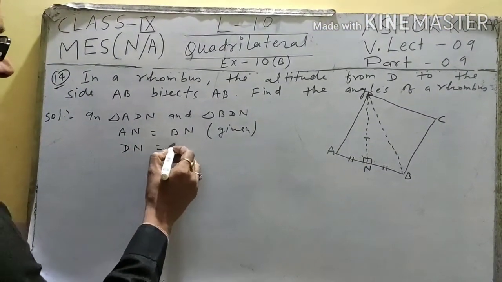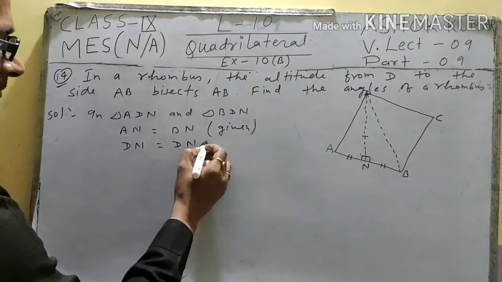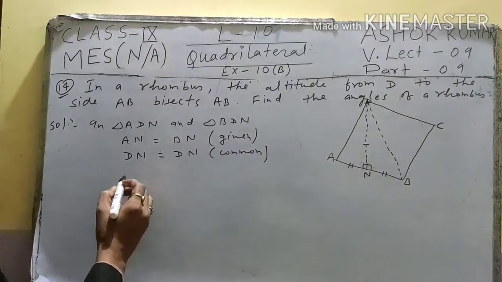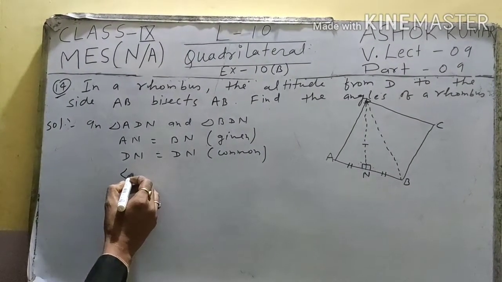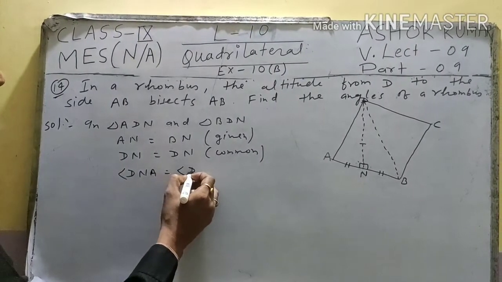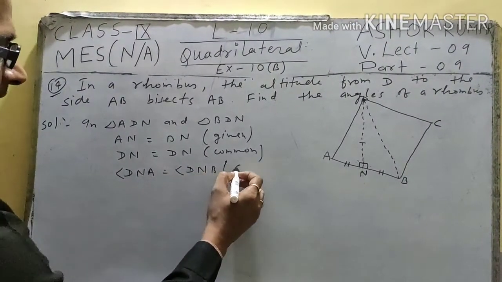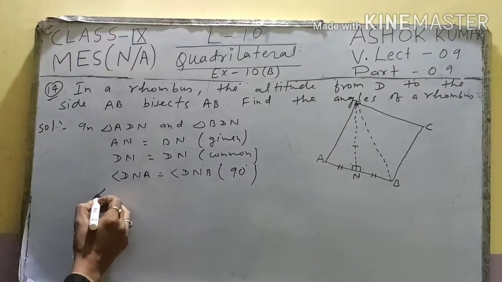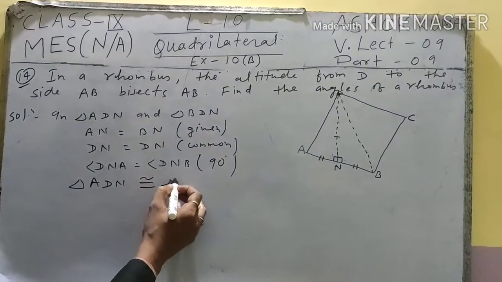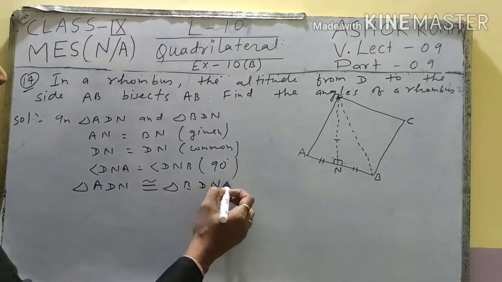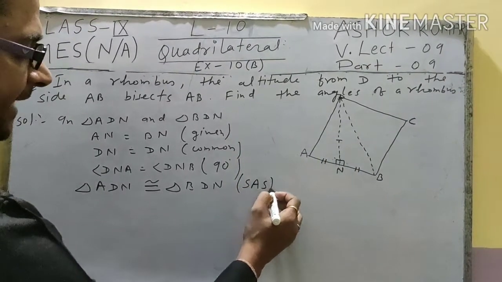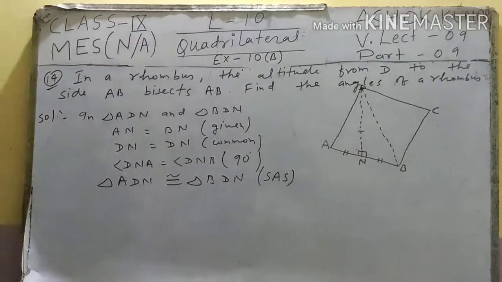DN is equal to DN common, and angle DNA is equal to angle DNB, 90 degree. So here student, triangle ADN is congruent to triangle BDN. Reason is side angle side. By side angle side criteria, these two triangles are congruent.